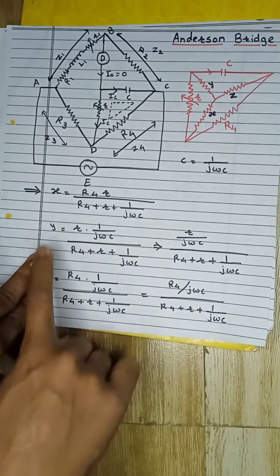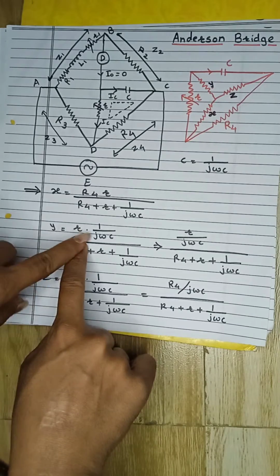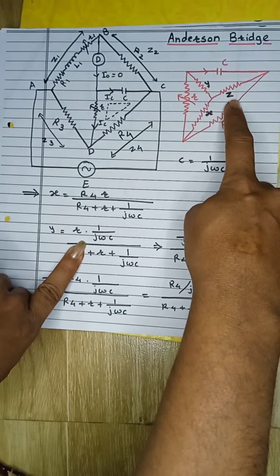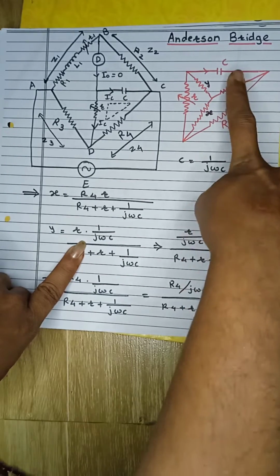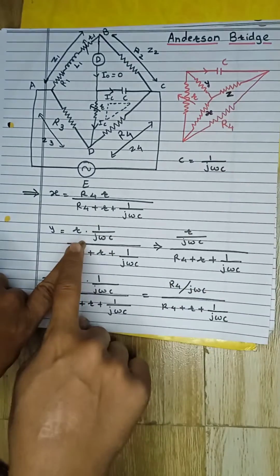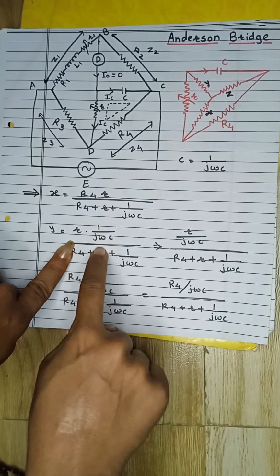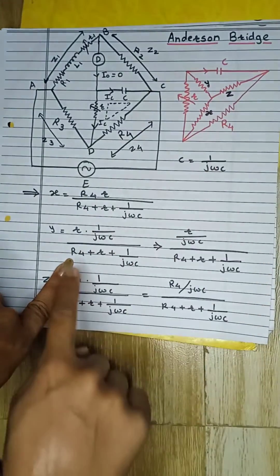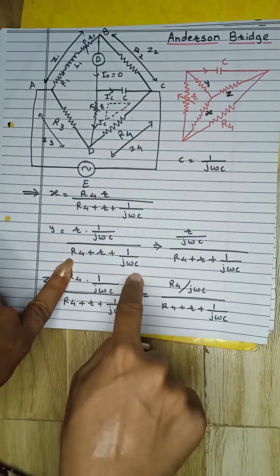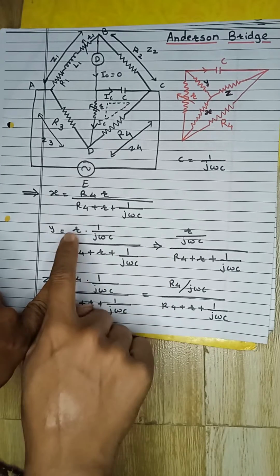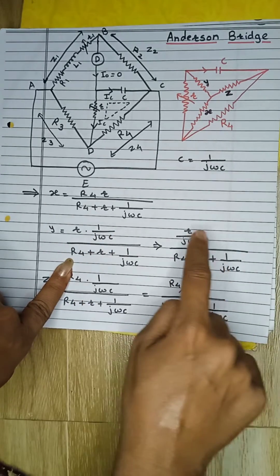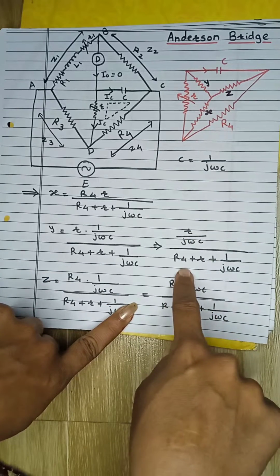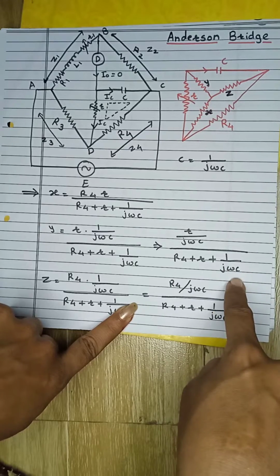Then y is equal to r into 1 upon j omega C. The adjacent sides of y are r and C. Therefore we have to use r into 1 upon j omega C divided by the whole sides, R4 plus r plus 1 upon j omega C. Then r is multiplied by 1, so r upon j omega C divided by R4 plus r plus 1 upon j omega C.